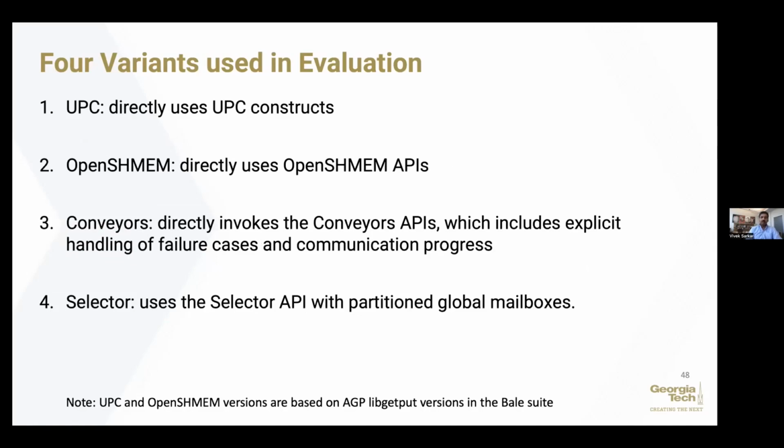And I'm going to compare four variants. One is the UPC version, which is very easy to write, but can incur a lot of inefficiencies, I think for two reasons. One is because they're blocking reads, and second is they're fine-grained reads, so you're doing like 8 bytes at a time. There's an OpenSHMEM version that does the same thing directly using OpenSHMEM lib get/put APIs. There's a conveyor version, which is the Ninja-level code that I showed you earlier, where the programmer has to take care of handling all these error cases. And then there's our selector code, which uses this actor model in general with C++ lambdas.